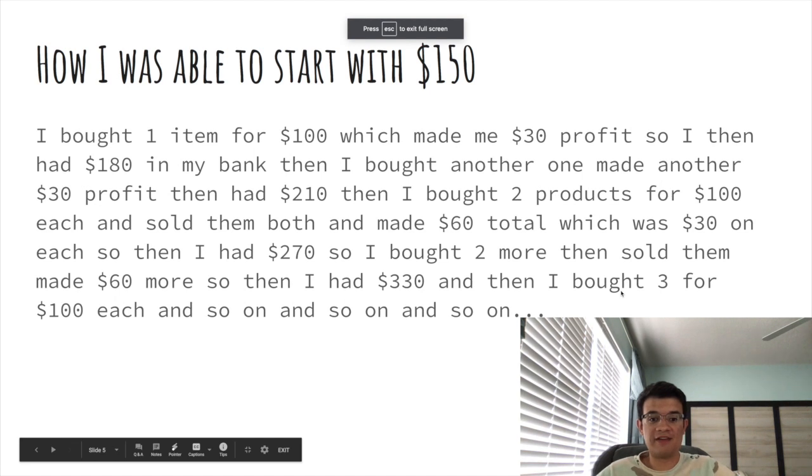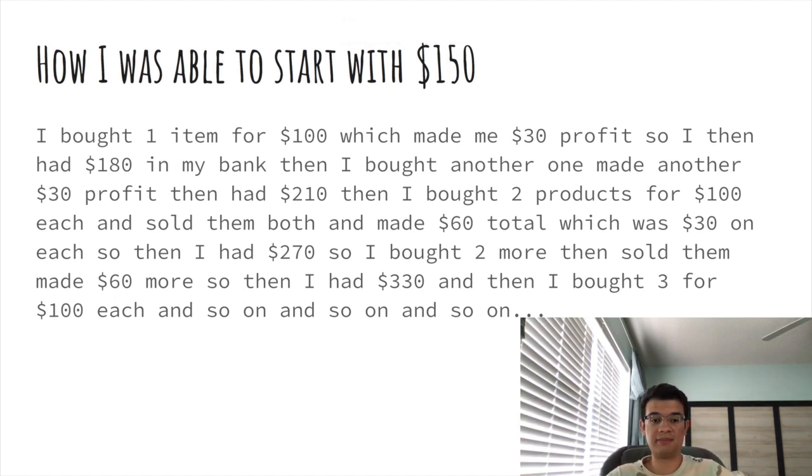So back to the story, I found a product for $100 and I saw I could make $30 profit on it. So I bought it as my very first product and I had $50 left in my bank. I spent $100 on the product and then I immediately sold it. It took like 3 or 4 days to get to my house, I listed it on Amazon, and I sold it in 2 or 3 days. I made $30 profit on that. So after that, I had $180 in my bank account. I bought another product for $100, the same exact one actually. I made another $30 profit, so now I had $210 in my bank account.